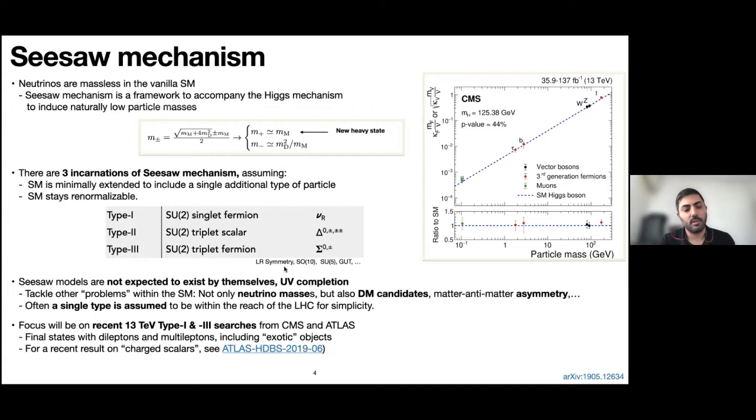However, experimentally, when we do search for such models, often a single type of particle is assumed for simplicity. And today I'll be talking about recent type 1 and type 3 searches from CMS and ATLAS in final states with leptons, as we all said, including some exotic objects. And if you want to read about a type 2 search on charged scalars, you can refer to this ATLAS link that I give here.